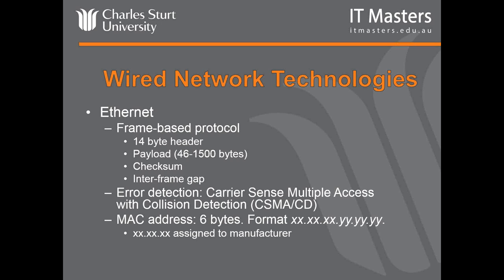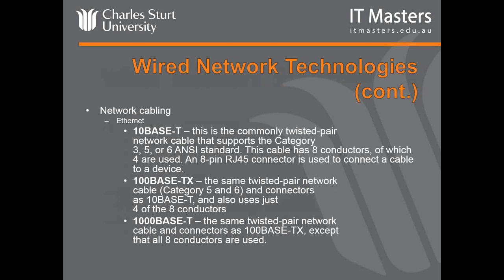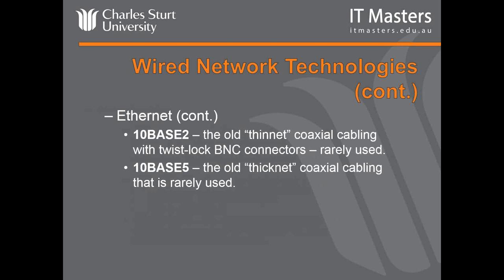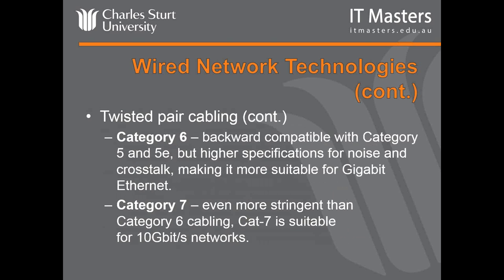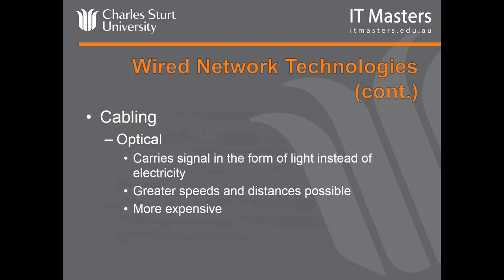Now, MAC addresses, that's the stuff we get from ARP, which is, first of all, XXX assigned to the manufacturer, someone like Apple or Samsung or whatever else, and then YYY, the six-byte part there that identifies our machine. We have different types of Ethernet, 10Base, 100Base, 100BaseT, 10Base2, 10Base5, and this is connected with a variety of different cables. So category 3, four twisted pairs, 5, 5E, category 6, category 7. Category 7 is suitable for 10 gigabit networks. It's the big, fast, server-grade type stuff. We have optical cabling, and we also have bonded Ethernet and many other things these days.